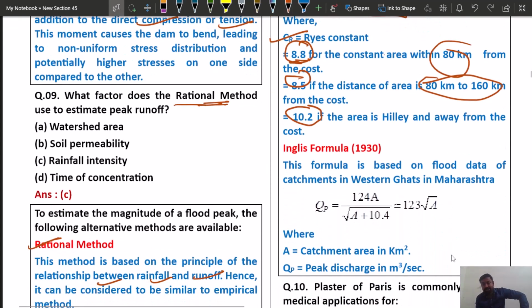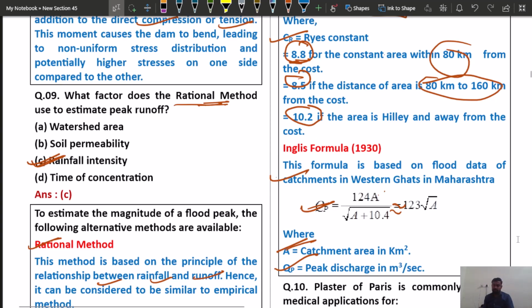This formula is only applicable in the Western Ghats of Maharashtra, and the formula is QP equals 124A upon root A plus 10.4, which is about 123 into root A, where A is the catchment area and QP is the peak discharge. So in the rational method, we use rainfall intensity to estimate the peak runoff, based on the relationship between rainfall and runoff. So option C is correct.